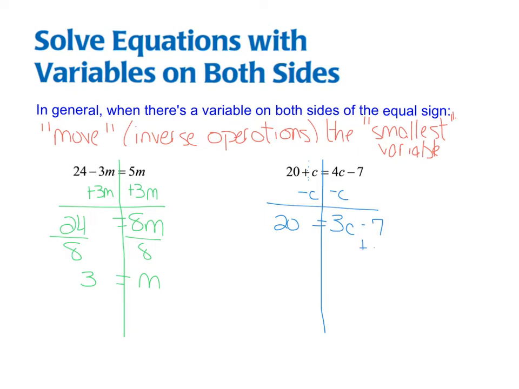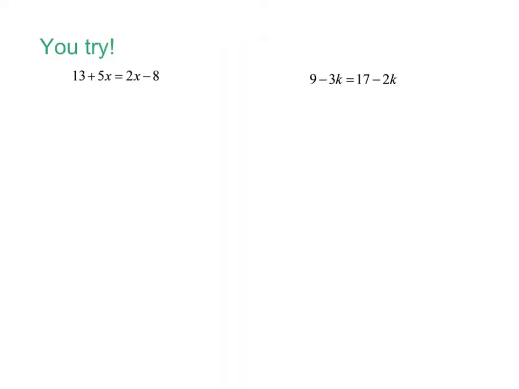Now it's just a two-step equation. I'm going to add 7 to both sides, divide both sides by 3, and c is 9. Remember, at any time, since this is a solution, you can take this number, plug it back in up here, it should make it true. Okay, you try these two. Pause the video, try them on your own, then turn the video back on and check your work.